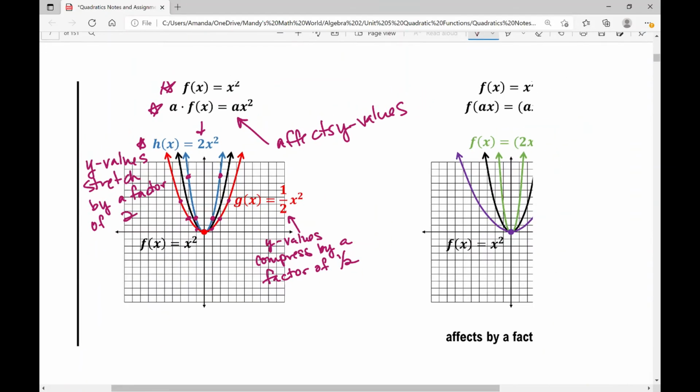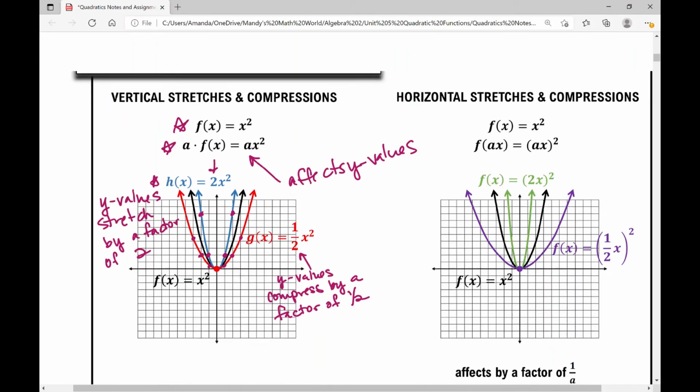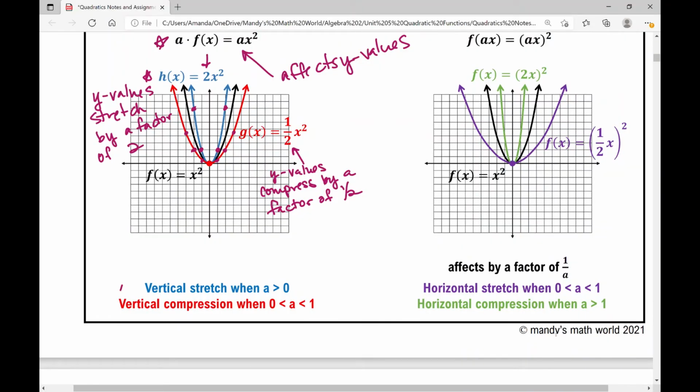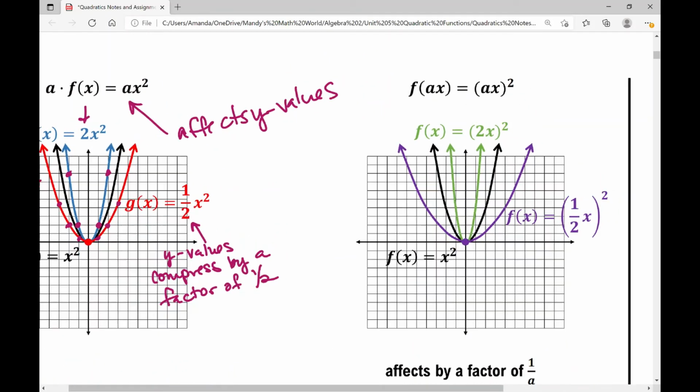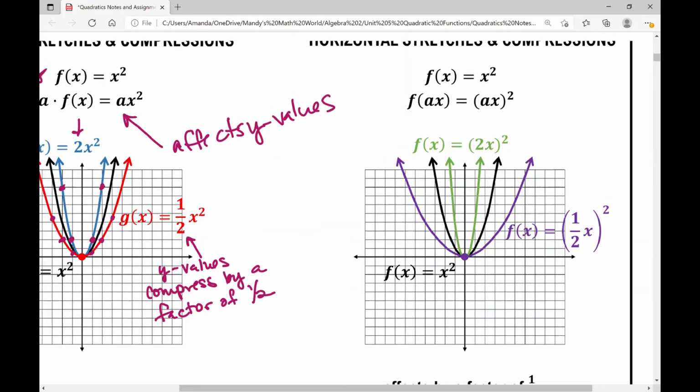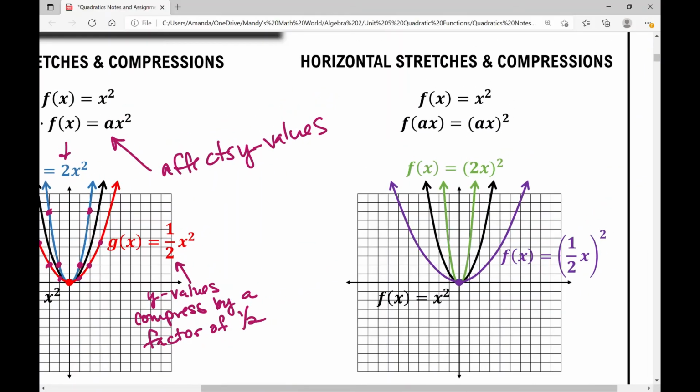And down here, I've got a little blurb that says it's a vertical stretch when a is greater than 1. It's a vertical compression when a is greater than 0 and less than 1. So if I've got a fraction or a decimal in there, like a proper fraction or a decimal less than 1, then that's a vertical compression. And now let's move on to your horizontal dilations, which we call your horizontal stretches and compressions.